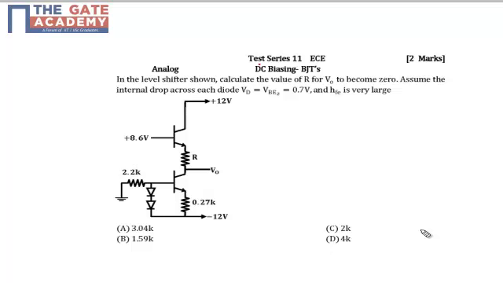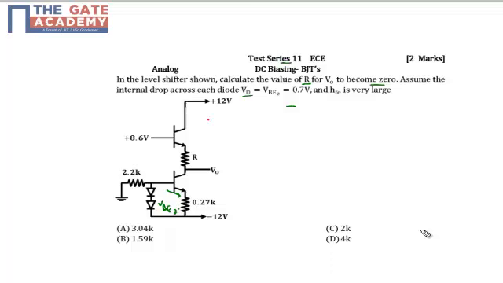Hello friends, this question is from test series number 11 from the subject of analog, and the topic name is DC biasing BJT. In the question, we have a combination of two transistors and two diodes. The question says that in the level shifter shown, calculate the value of resistance R for V0 to become 0. Assume that the drop across the diode VD and VBE2 is 0.7 and hFE is very high, meaning beta is very high.